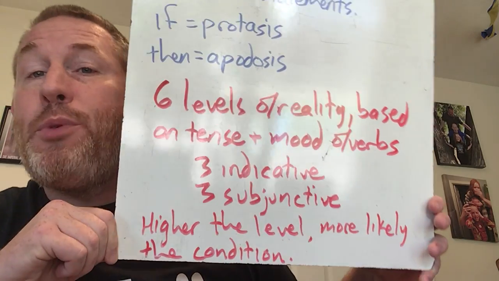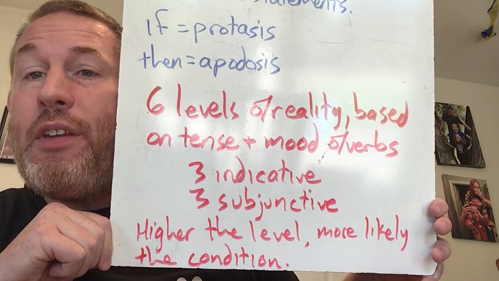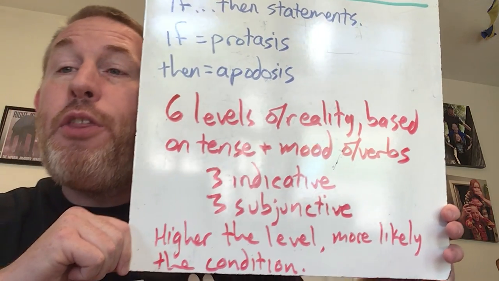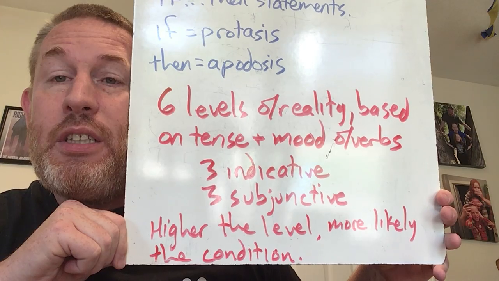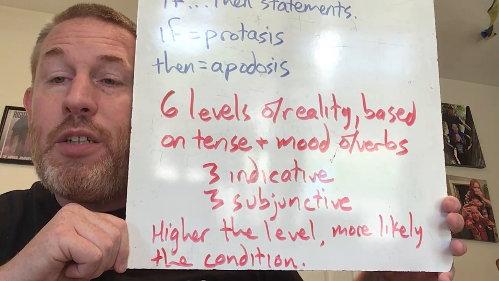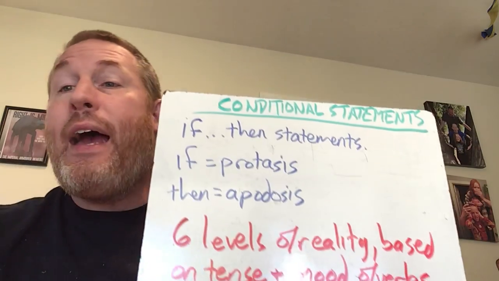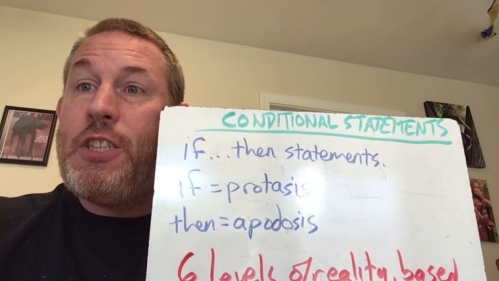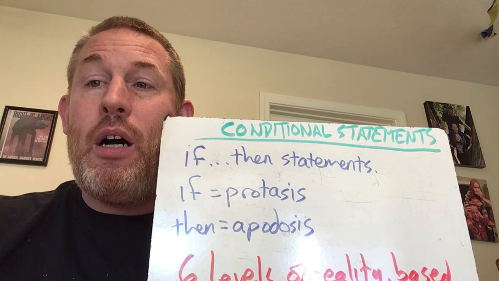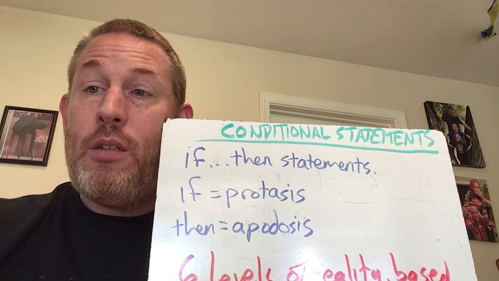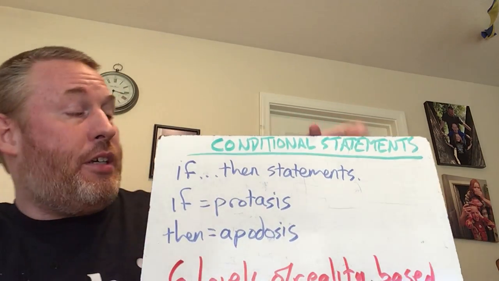There are 6 levels of reality based on the tense and the mood of the actual verbs being used. 3 of these levels exist in the indicative and 3 exist in the subjunctive. The higher the level, the more likely the condition. So you can actually do through grammar what we do in English in tone. So that is how conditional statements work.